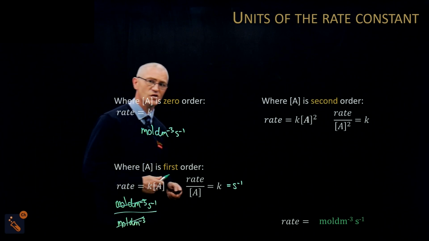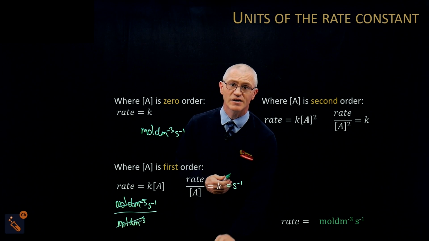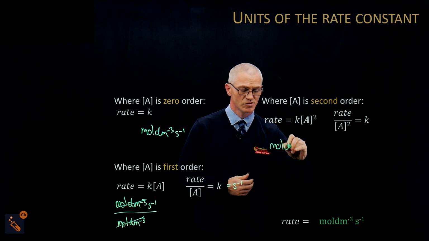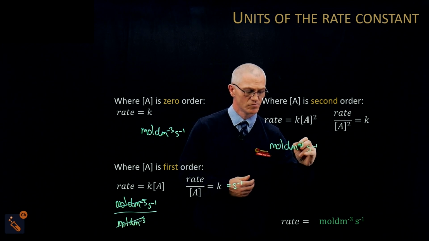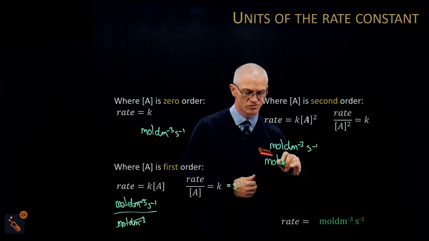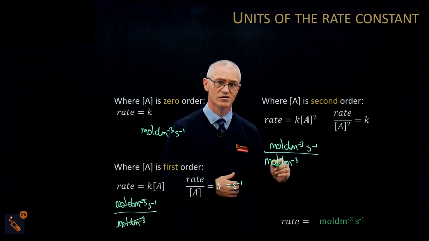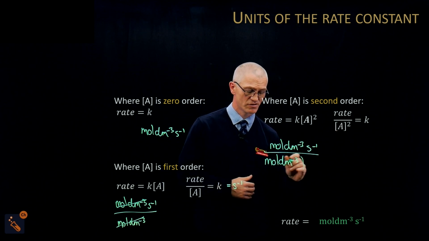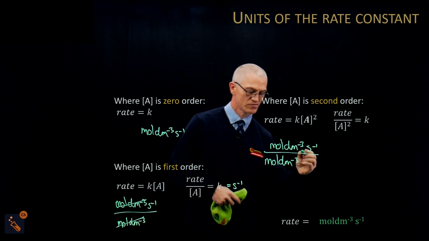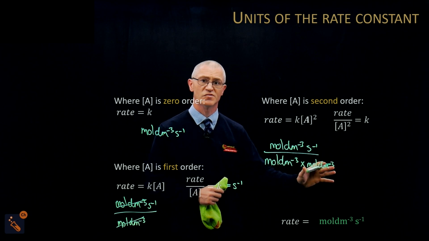Now, what about if it's second order? Second order, we've done this, and now let's look at what that does in terms of units. We start off with rate again, moles dm^-3 s^-1. That's our rate. Then we do our concentrations. The important thing is that it's squared, so it's like squaring this thing here. But I'm not actually going to square it like that, I'm going to square it like this.